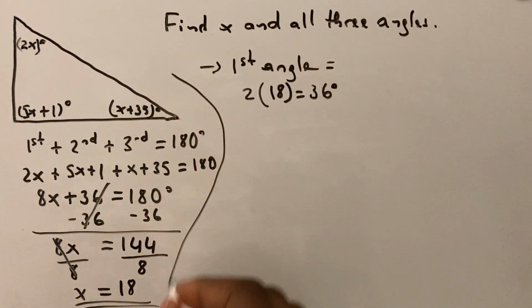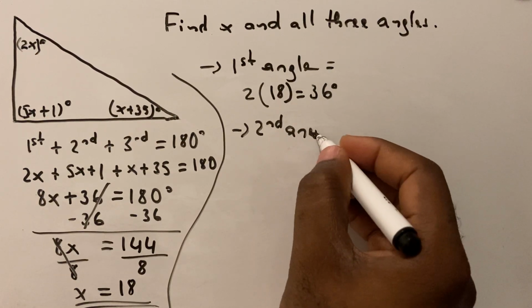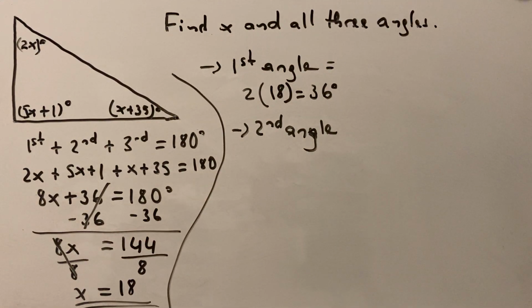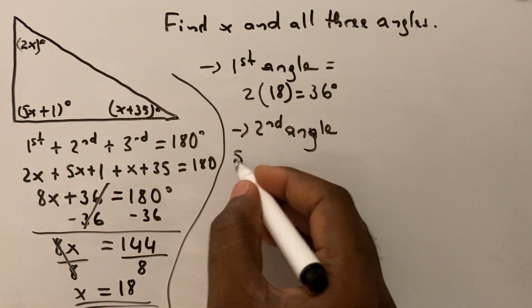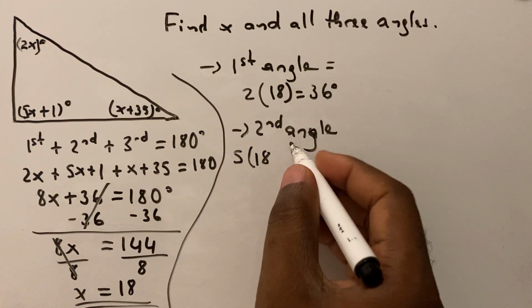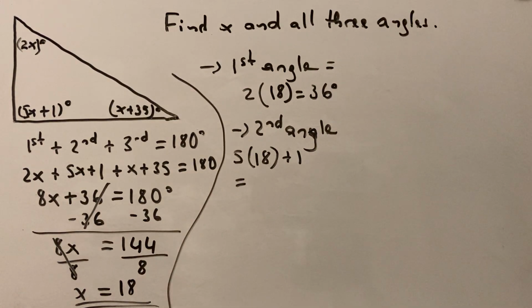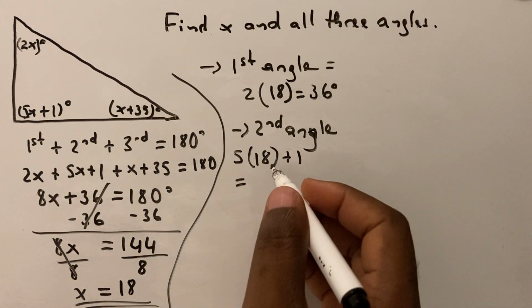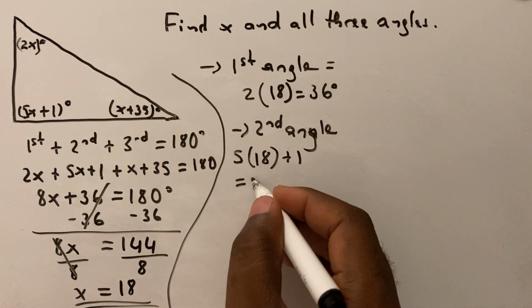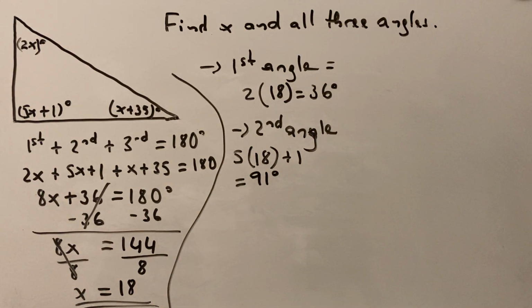Now, the second angle. The second angle is 5 times 18 plus 1. 5 times 18 is, what is it, 90? And 90 plus 1 is 91. So 91 degrees, and the first one is 36 degrees.